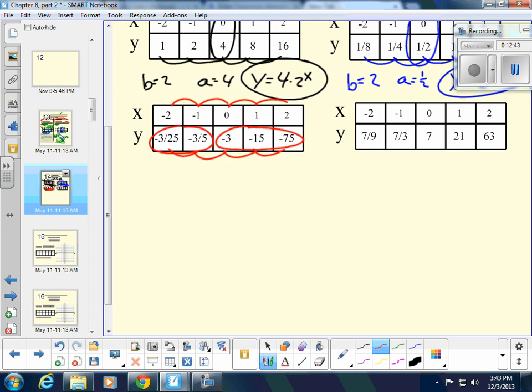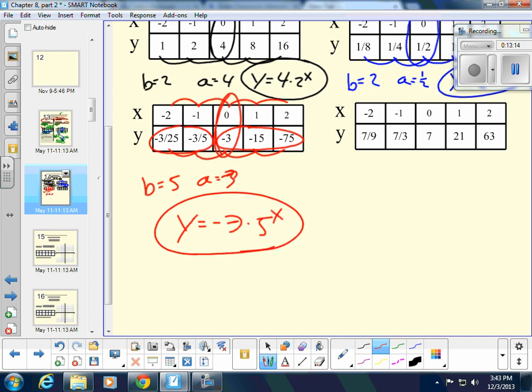Well, if I go from -3 to -15 to -75, what's happening? Well, 3 to 15, looks like I'm multiplying by 5. So that's my growth factor for this one. And my initial amount, or my y-intercept, when I plug in 0, I got -3. So a has got to be -3 for this one. And so if I know a is -3 and b is 5, I can say y equals -3 times 5 to the x power. And obviously I do notice that all my numbers are negative.